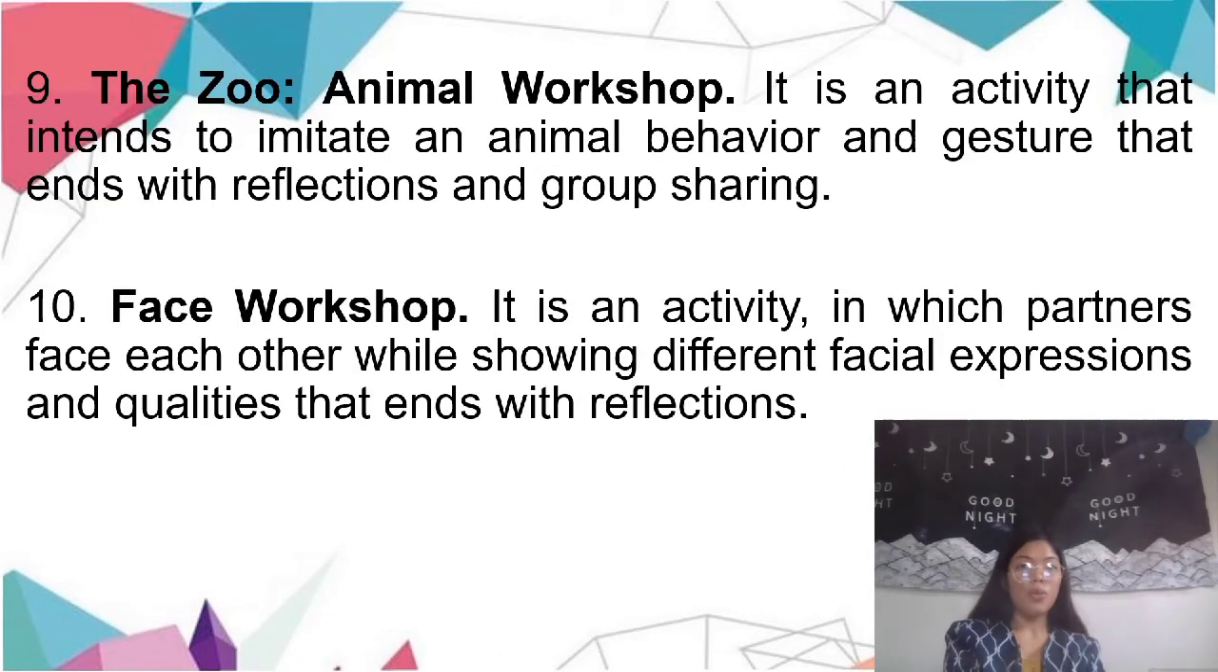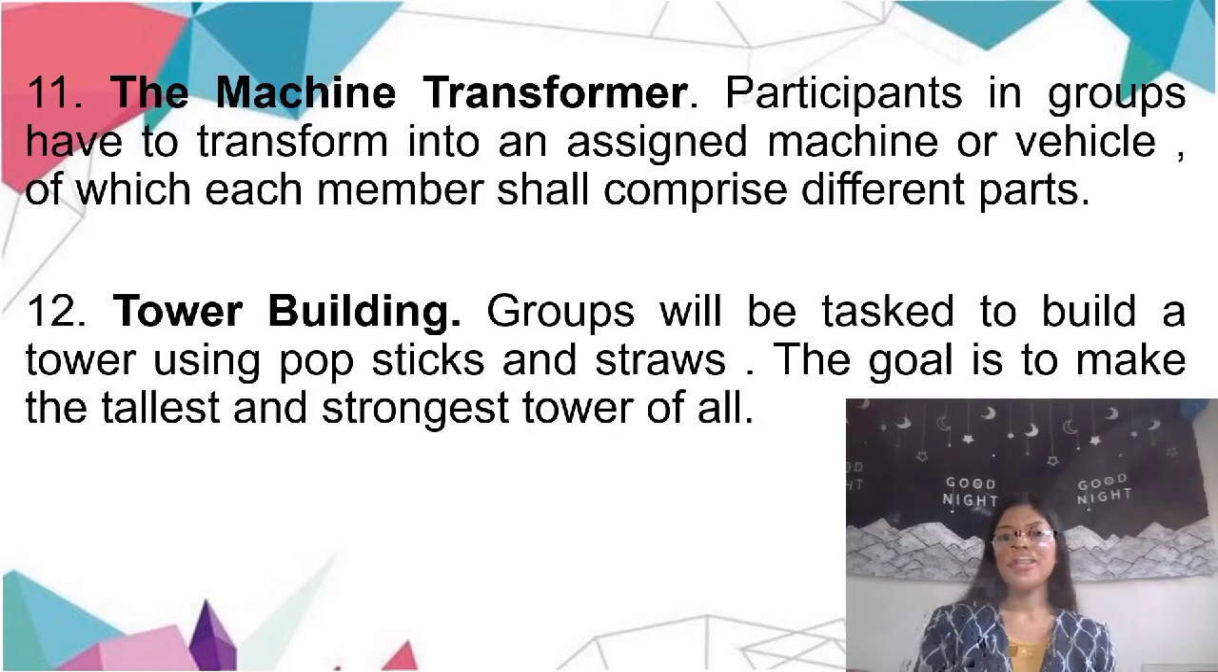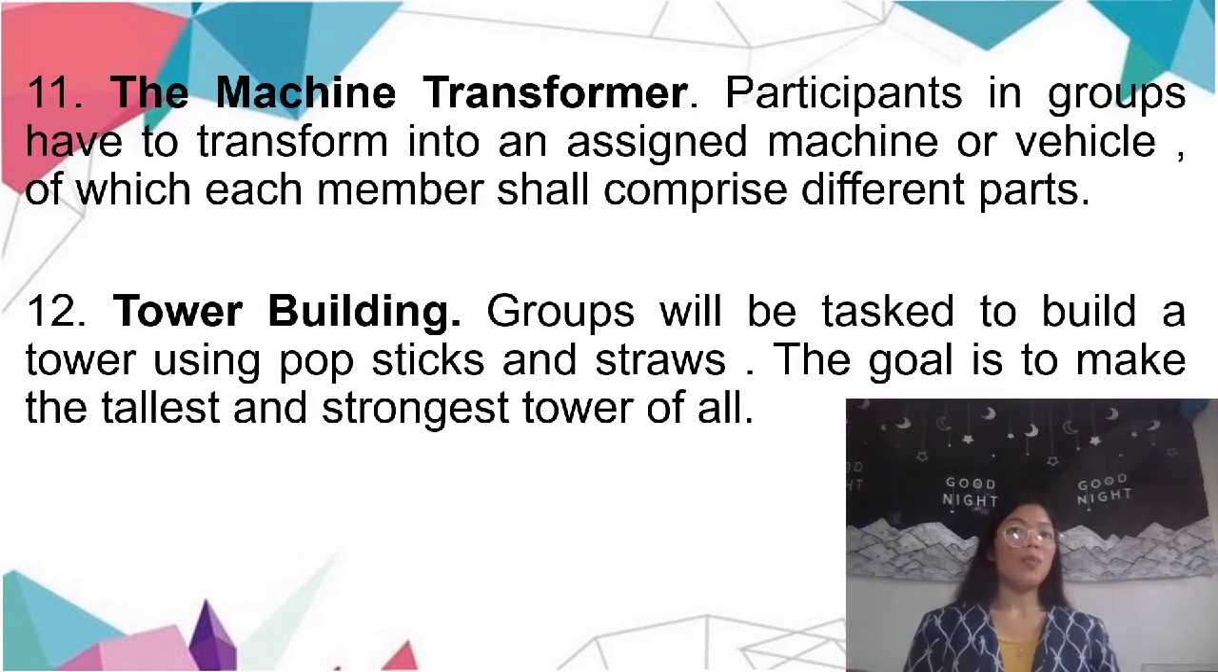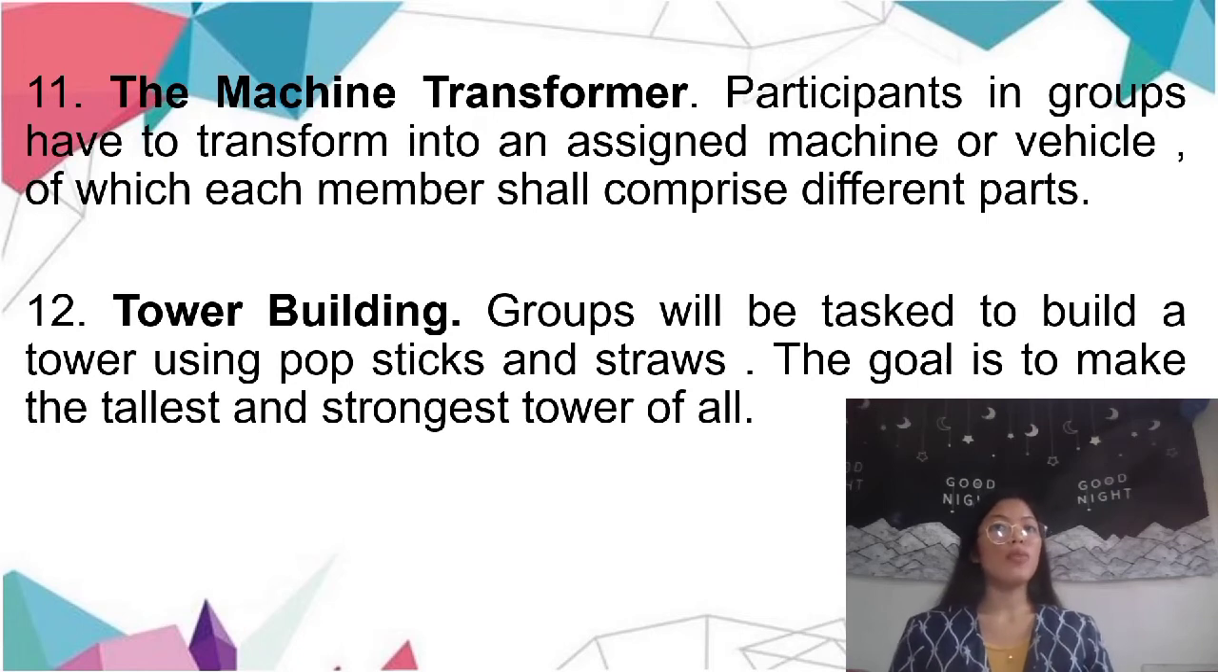Number 9, The Zoo, an animal workshop. It is an activity that intends to imitate an animal behavior and gesture that ends with reflection and group sharing. Number 10, Face Workshop. It is an activity in which partners face each other while showing different facial expressions and qualities that ends with reflections. Number 11, the Machine Transformer. Participants in groups have to transform into an assigned machine or vehicle, of which each member shall comprise different parts deemed essential and equally important that usually ends up with interactions and reflections.